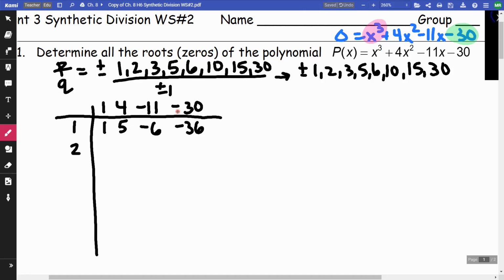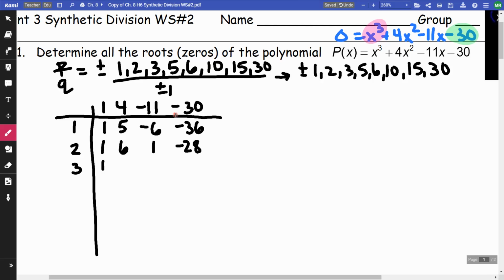Let's just try 2. Bring down my 1 again. 1 times 2 is 2. Add it to the 4, I get 6. 6 times 2 is 12. I add it to a negative 11, I get a 1. 1 times 2 is 2. I add it to negative 30, I get a negative 28. So you see I'm coming back up toward the x-axis, getting closer.